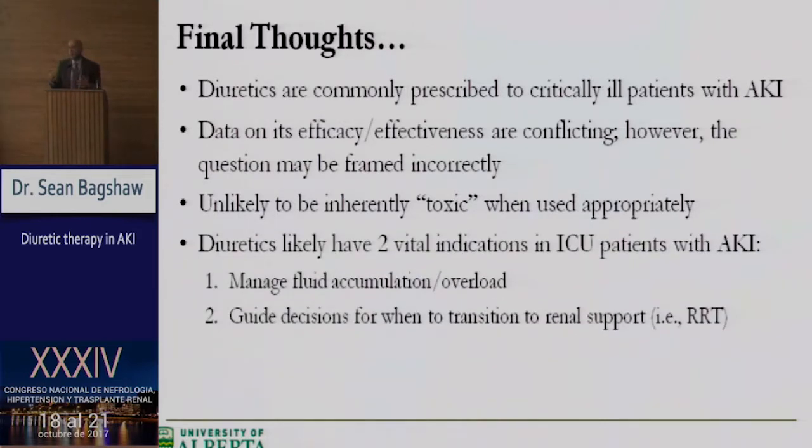So diuretics probably have two vital indications in ICU patients with acute kidney injury. One, to manage fluid and fluid accumulation and overload. And then two, perhaps to guide decisions about when to transition to renal support, when to start thinking and preparing for initiation of renal replacement therapy. And that could be through measures such as the furosemide stress test.